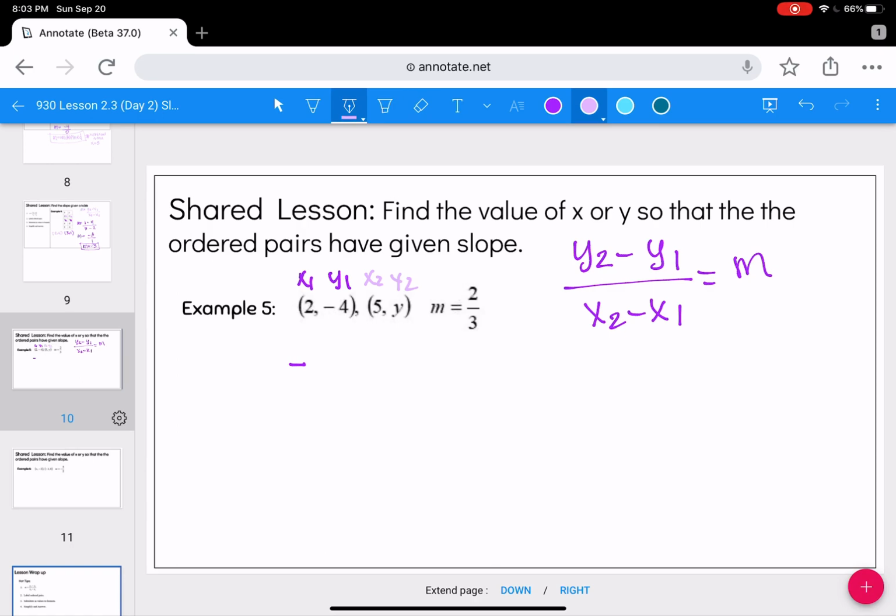My y2 is y. So I'm going to label this in my light purple y. Then I'm subtracting y1. Now notice my y1 is -4, so I'm going to write this as y minus -4 over x2, which is 5, minus my x1 value, which is 2. And we are setting this equal to 2/3. So this is equal to our slope of 2/3 that is given to us.